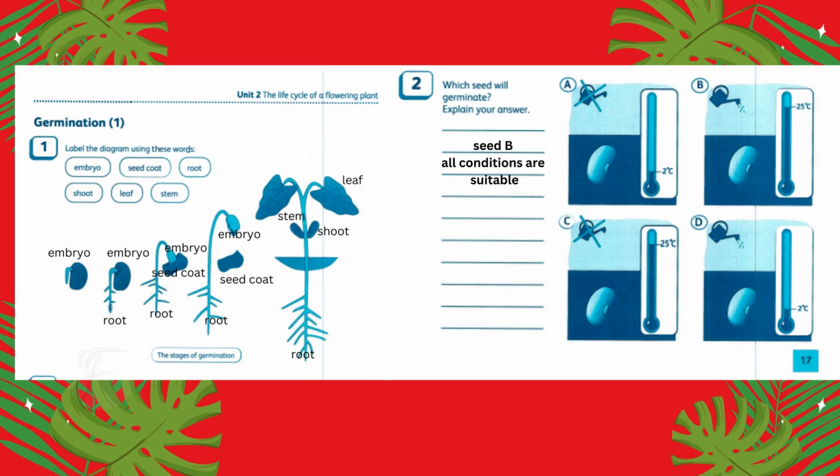So, germination has some conditions. For example, suitable temperature and water are available. So you can see seed B, all conditions are suitable for germination. So seed B will grow.